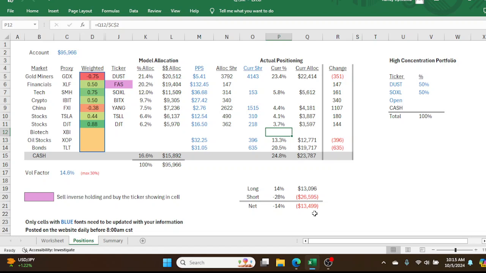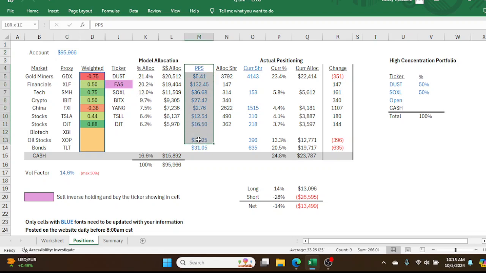So let's start. Basically, you'll start up here with account balance. Anything that's in blue is to be changed to your personal situation. Your account may not be 95 grand. It may be 10 grand, or it may be 350, or it may be 5 million. I don't know, but that's what you'll input here.